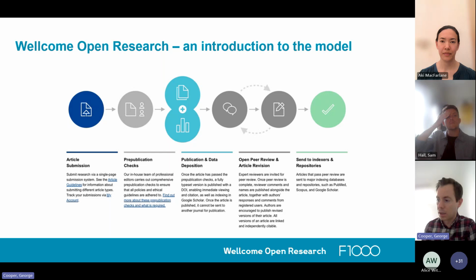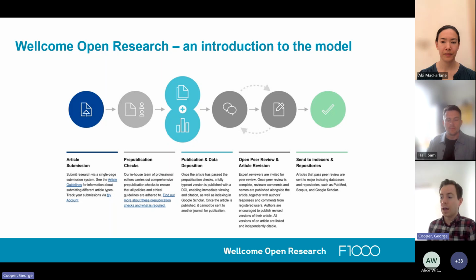To break that down briefly, the author submits to the platform as you would to a standard academic journal, and then your submission is subject to a variety of pre-publication checks to make sure that you've complied with the various ethical and publishing policies that the platform abides by. And then assuming your submission has passed those checks, it will be published, and it will receive a DOI, and it will be indexed in Google Scholar. At that point, you can't then submit your article for publication in another peer-reviewed journal. You've committed to publishing on Wellcome Open Research.